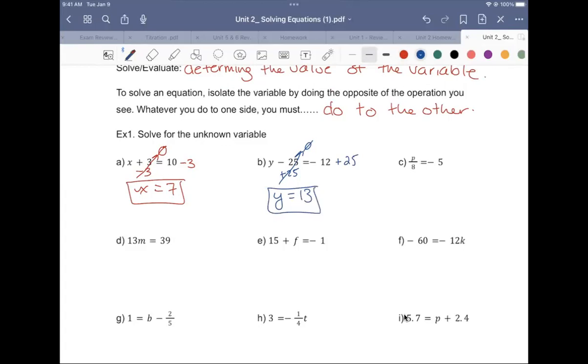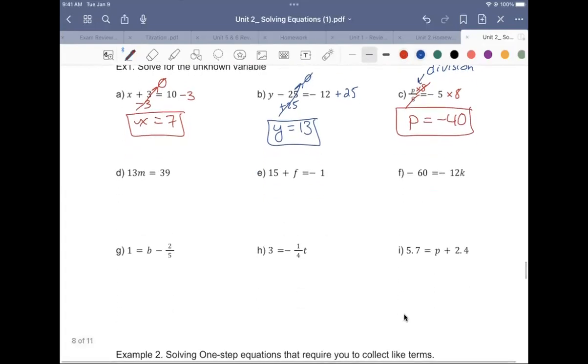P over 8 equals negative 5. This is the same as division, so I'm going to multiply by 8. My 8 and my 8 cancel out. Whatever I do to one side, I must do to the other. So P is equal to 8 times negative 5, which is negative 40.